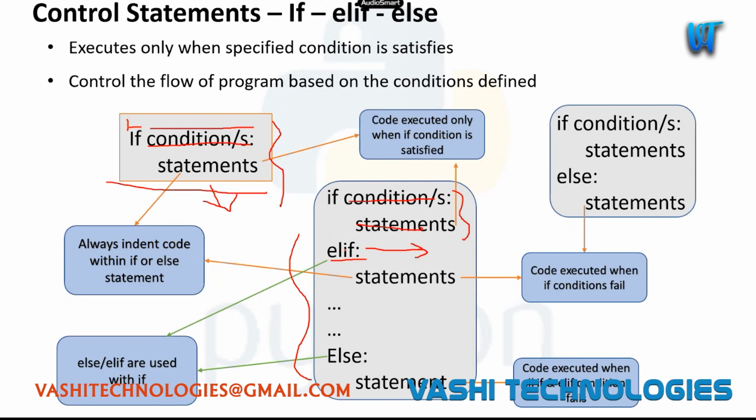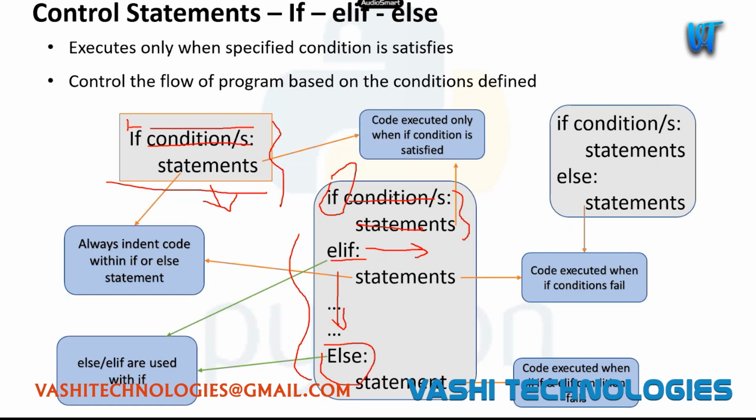We can have as many statements as possible. We can have n number of conditions here. There is no restriction. When we are using this if elif, the flow will always start with if and it will end with else. In between we can have any number of elif blocks, which are nothing but else if. Elif is short form of else if.